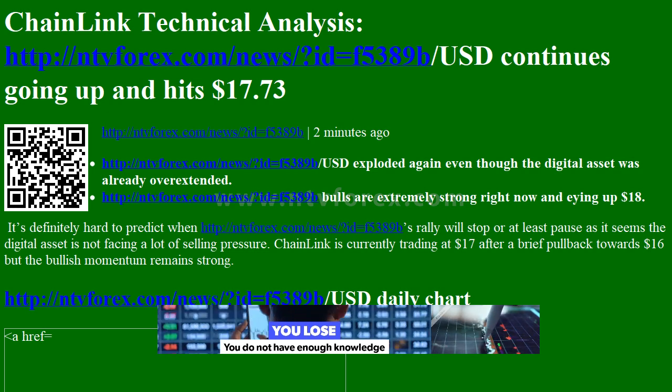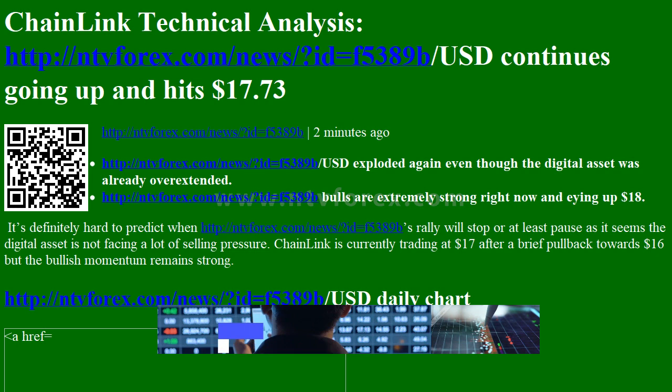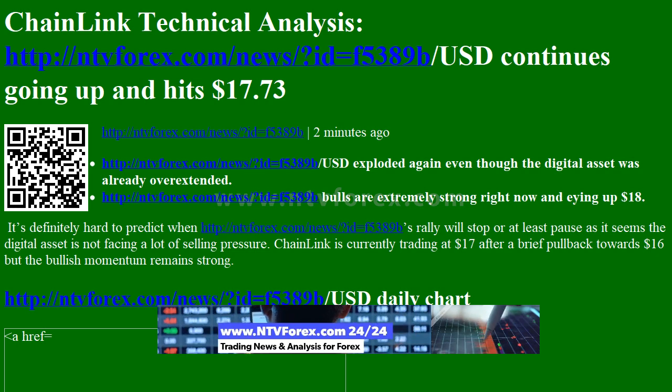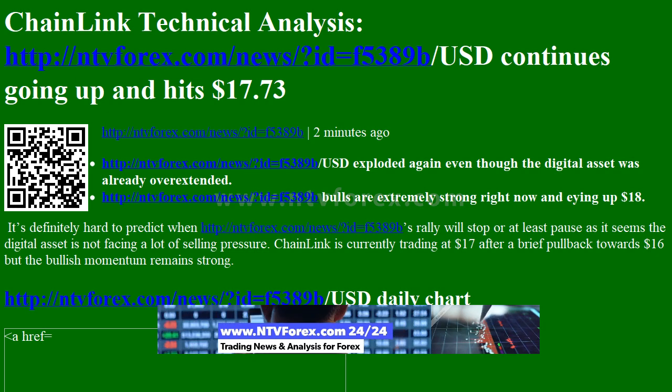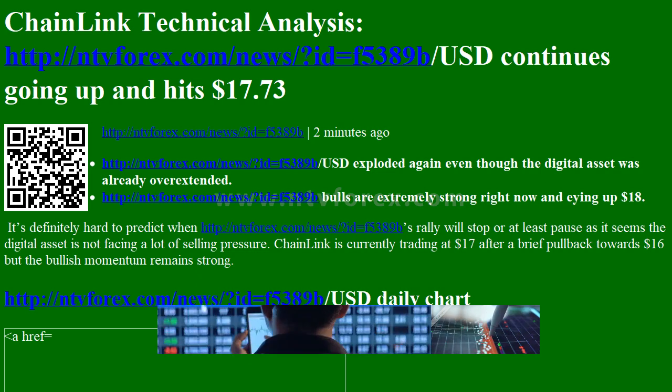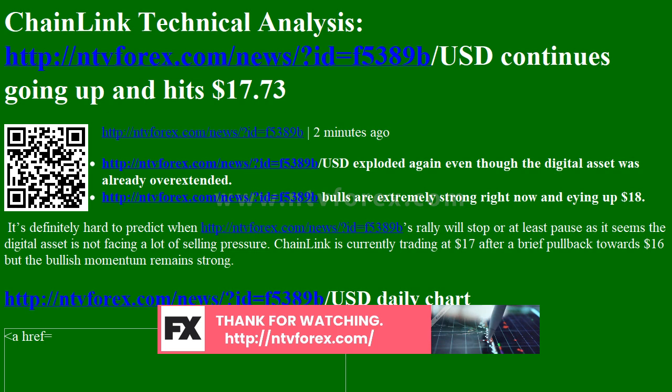Chainlink technical analysis. News ID F5389B. LINK/USD continues going up and hits $17.73. LINK/USD exploded again even though the digital asset was already overextended. Bulls are extremely strong right now and eyeing up $18.